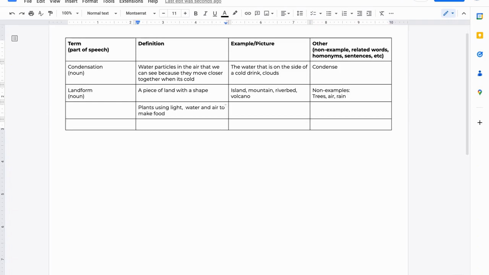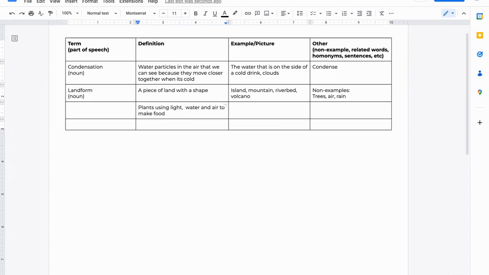For the last example, I'm going to show you how you can use the definition first. So this would happen with something that students are less familiar with and would require some sort of investigation beforehand. So we could do some sort of investigation where students figure out what plants need in order to survive. And at the end of it, they would come up with this idea that plants use light, water, and air in order to make their own food.